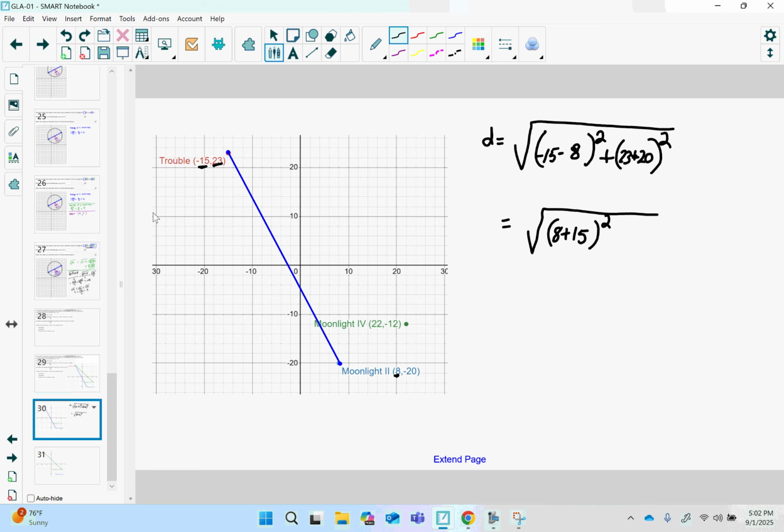And sorry, I had a little alarm going off in the background. Just as long as you keep your x values together and you are careful with your signs, right? And the same thing would happen for the y values.